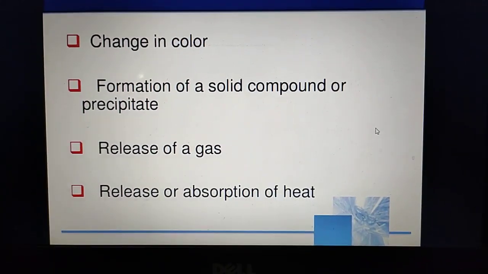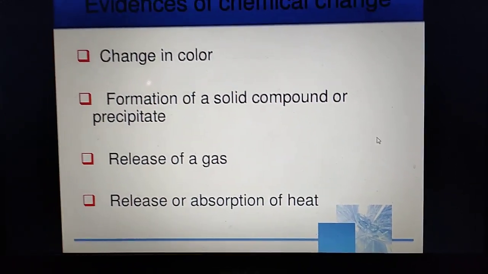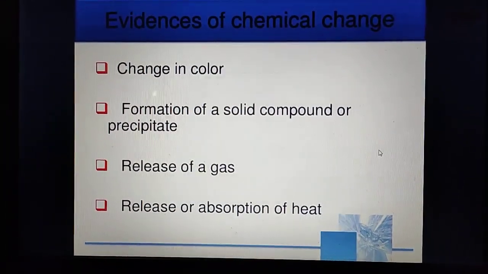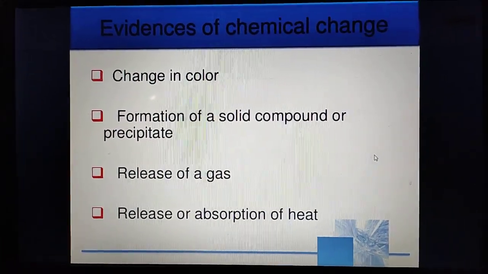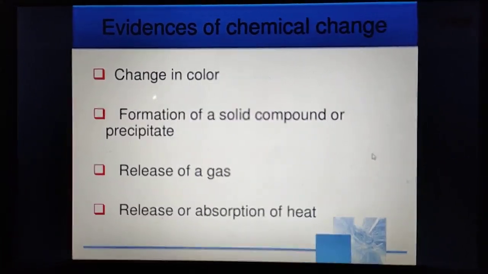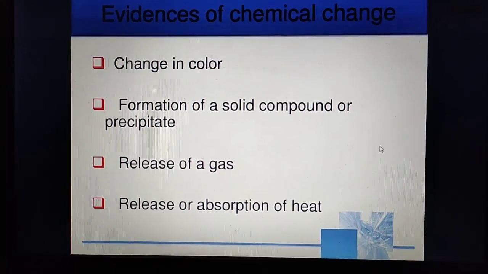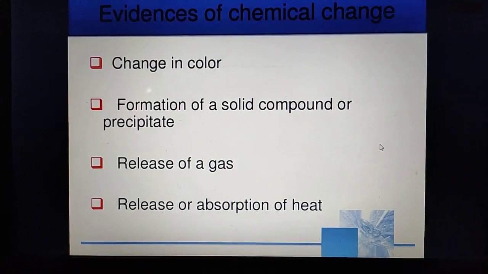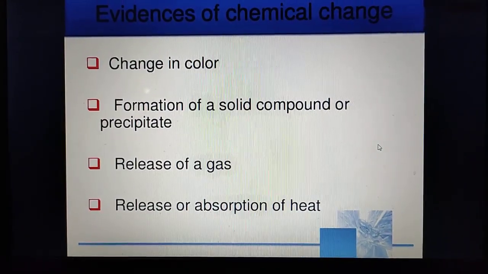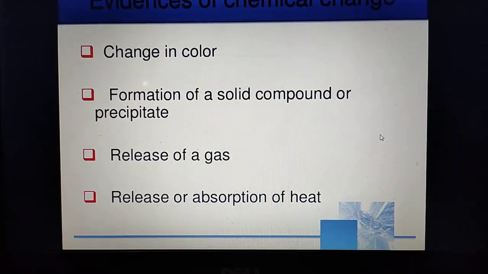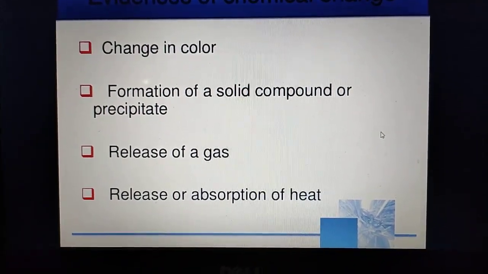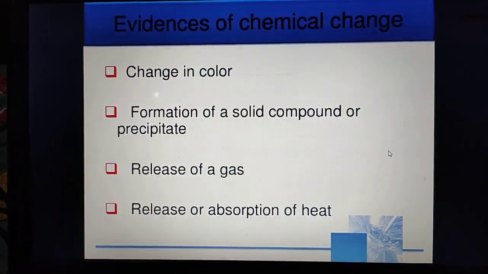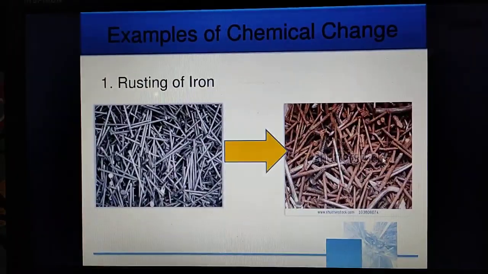Then how can you identify that these changes are chemical changes? If in any reaction the color is changing, then we call that change a chemical change. If a solid compound or precipitate forms, then we also call that a chemical change. Then release of a gas, heat or energy, we call it chemical change. Then if absorption of heat occurs, we call it chemical change.